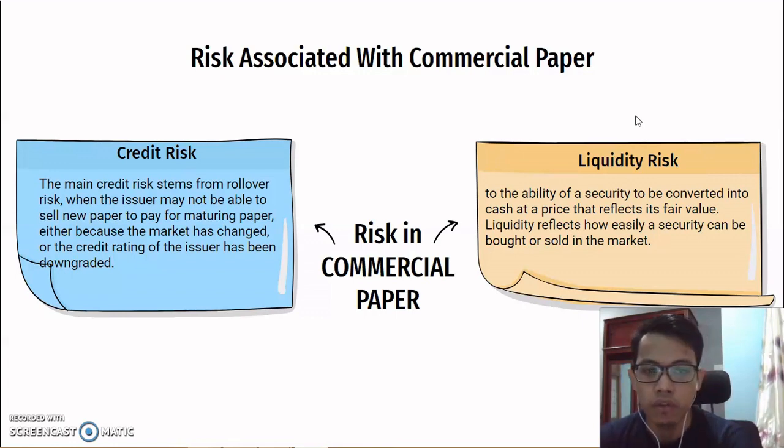Another potential risk of commercial paper, although less relevant than with other longer-term debt instruments, is the lack of liquidity. Liquidity generally refers to the ability of a security to be converted into cash at a price that reflects its fair value. This is to say liquidity reflects how easily a security can be bought or sold in the market.